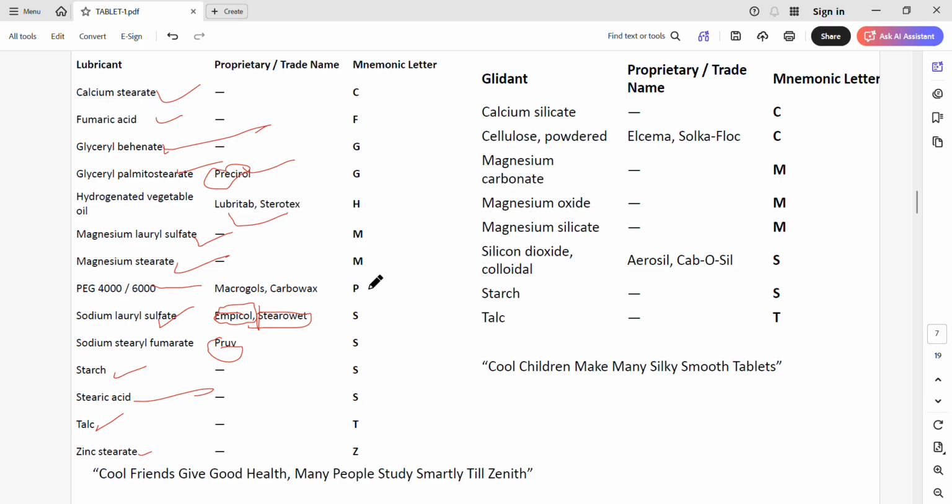Now we come to glidants. Glidants promote the flow of material and reduce friction between the interparticles. When preparing the tablet, the granules are there, and glidants reduce the friction between the granules. This is the example of the glidant.